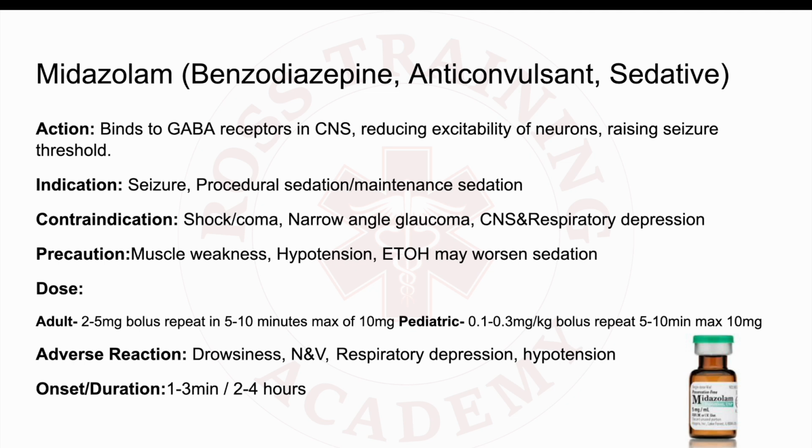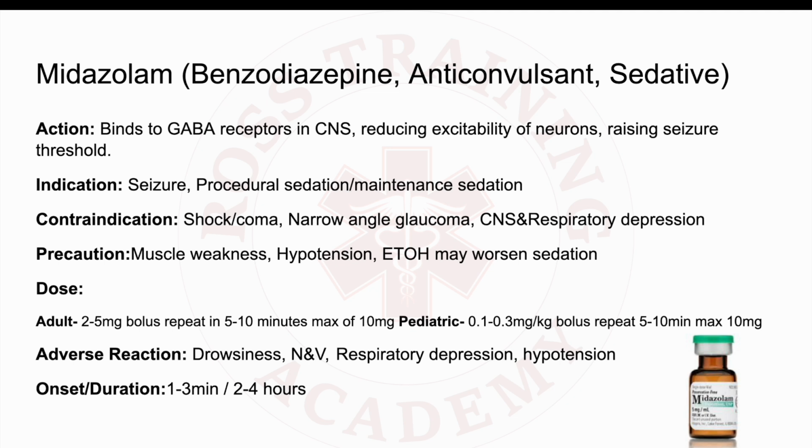It's a benzodiazepine, anticonvulsant, and a sedative. It's going to bind to GABA receptors in the central nervous system, reducing excitability of neurons and then raising the seizure threshold. It's going to be indicated for seizures and then procedural sedations or even maintenance sedation after RSI. Contraindications are going to be shock and coma, narrow angle glaucoma, CNS and respiratory depression. Some precautions are going to be muscle weakness, hypotension, and then ETOH or alcohol may worsen the sedation effect.